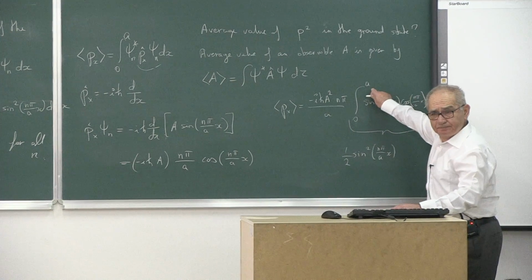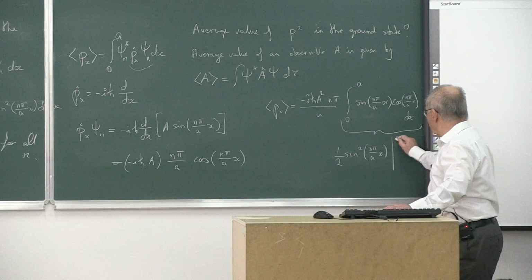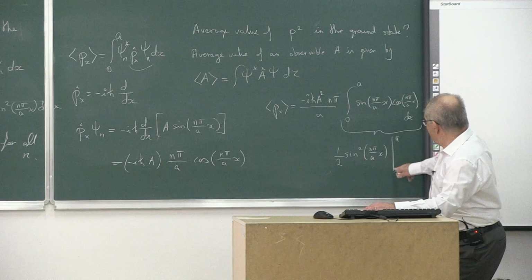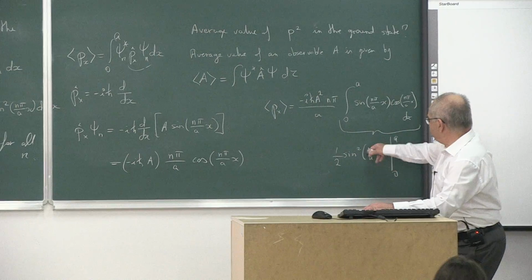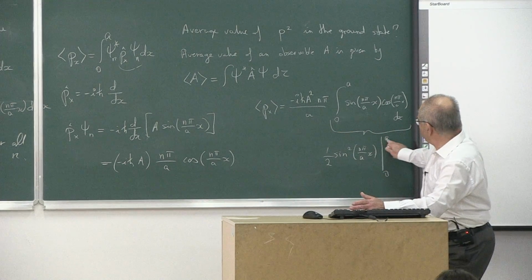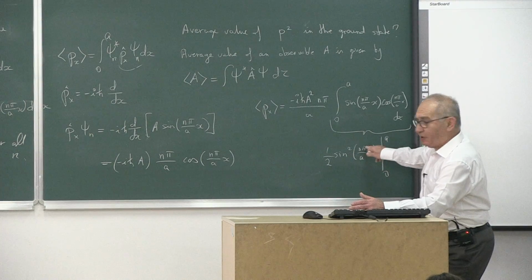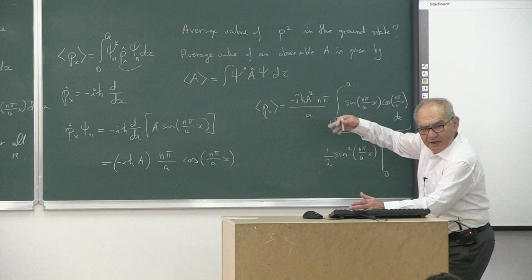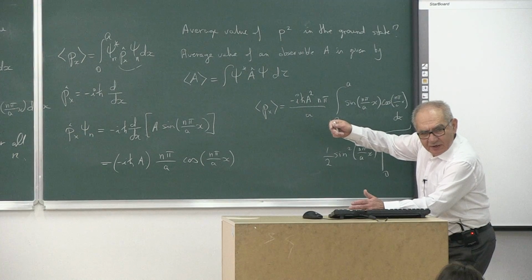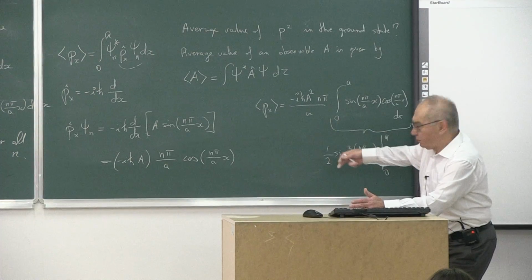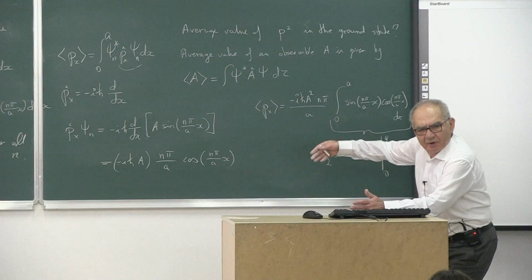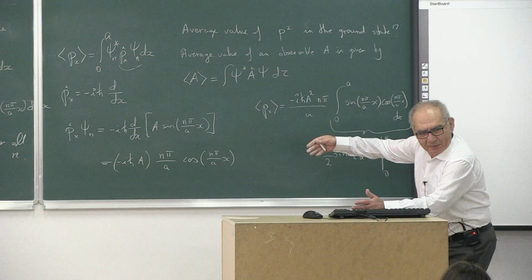Upper limit is a. Lower limit is 0. In the lower limit, x equals 0, sine square 0 is 0, isn't it? In the upper limit, put a. This is sine square n pi. For any integer n, sine n pi is 0. So, doing the integral explicitly, we are going to obtain 0.